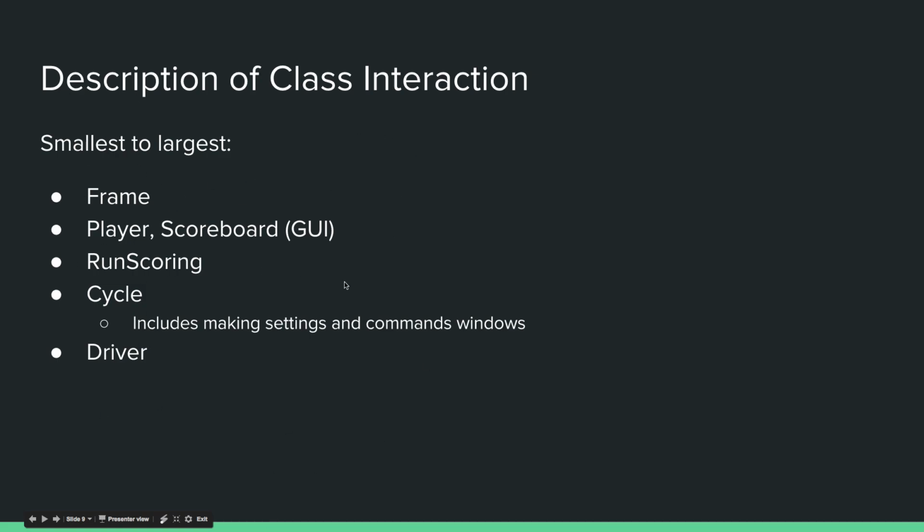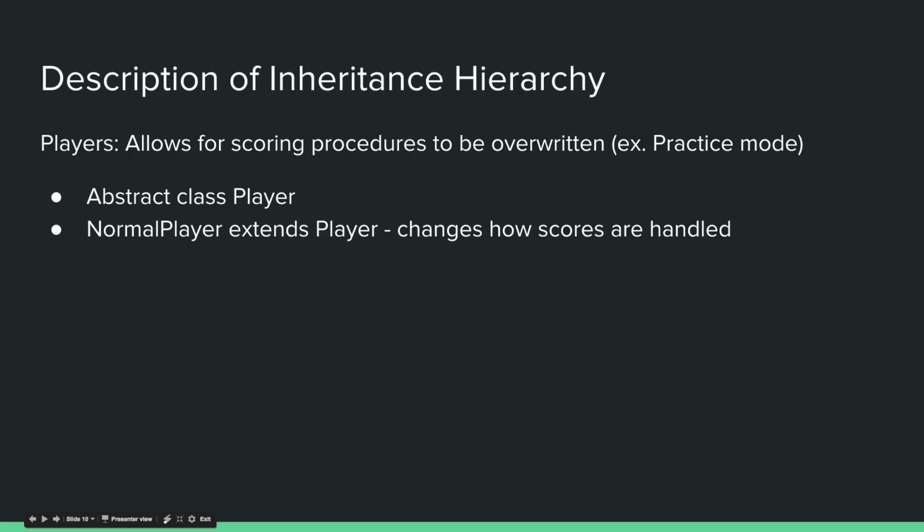That's how it works. The cycle, and the one thing I don't think I specified is that the cycle does make the settings in the commands window. So the settings window is where you type in your name, and the commands window is the debugging, which won't actually be on the finalized version, where I was typing in the U command, or turning power on and off, or scoring. And that's just for debugging.